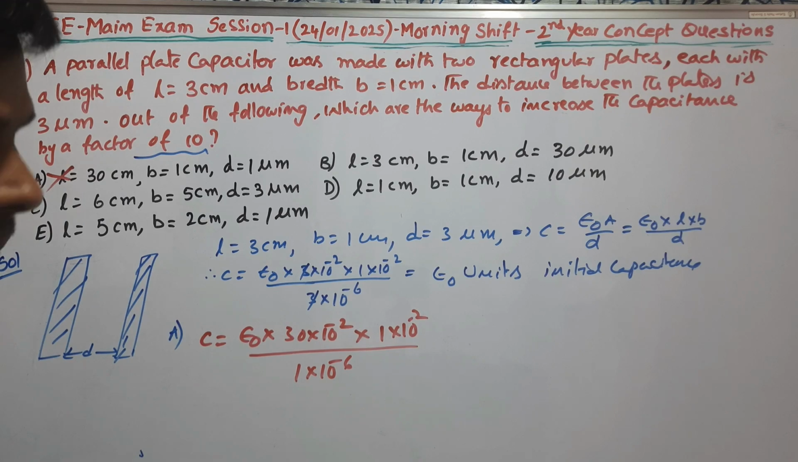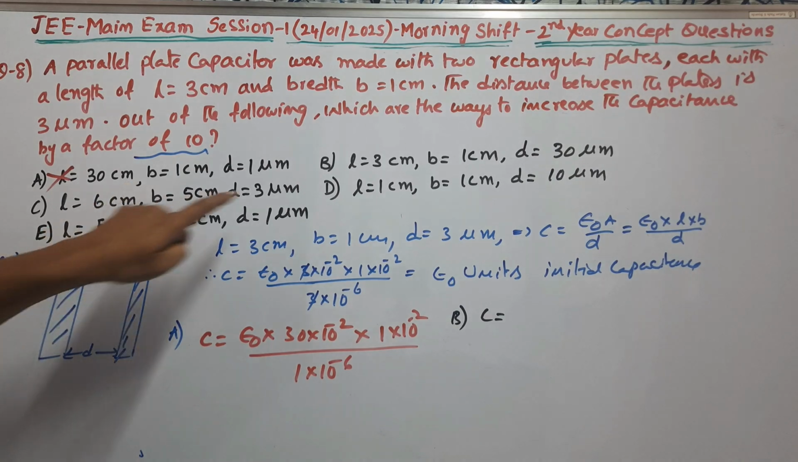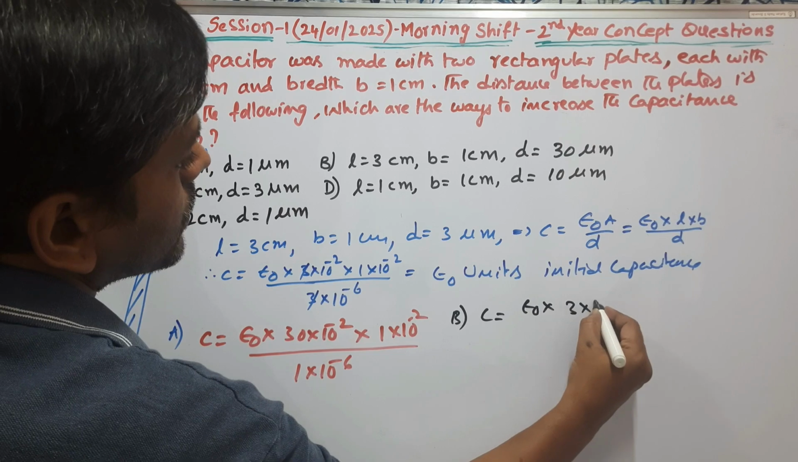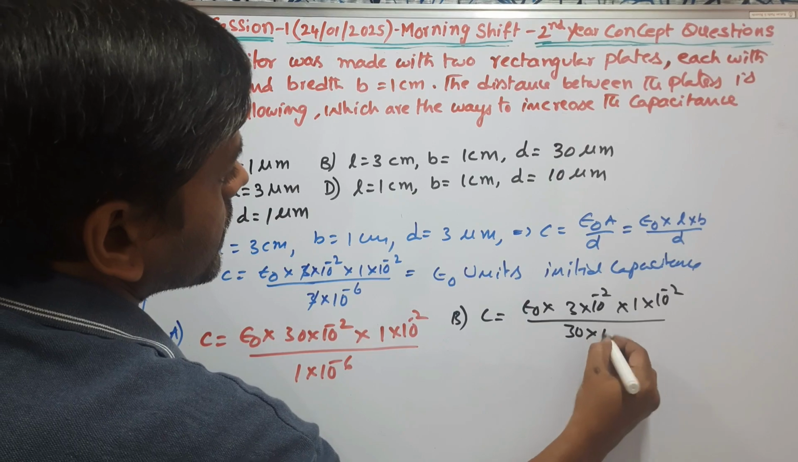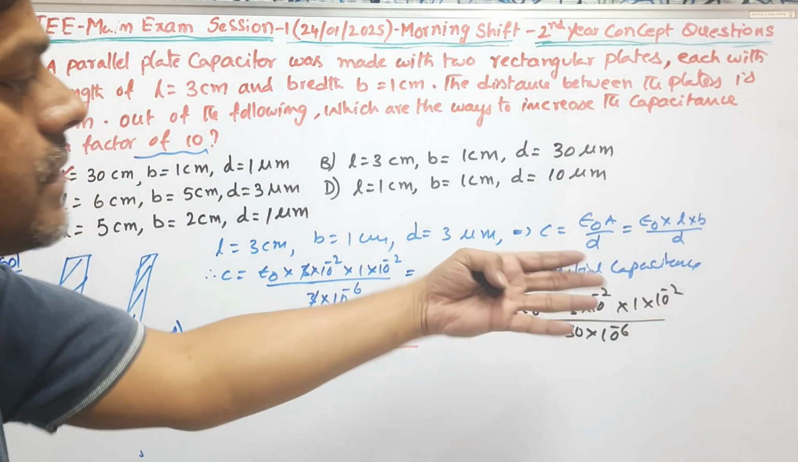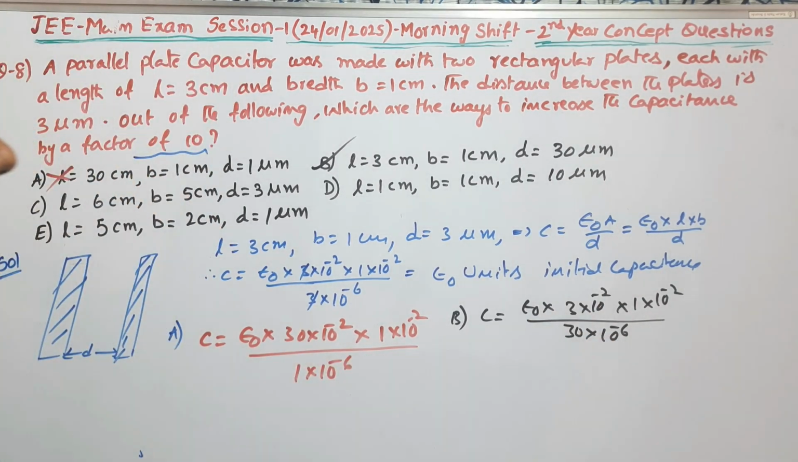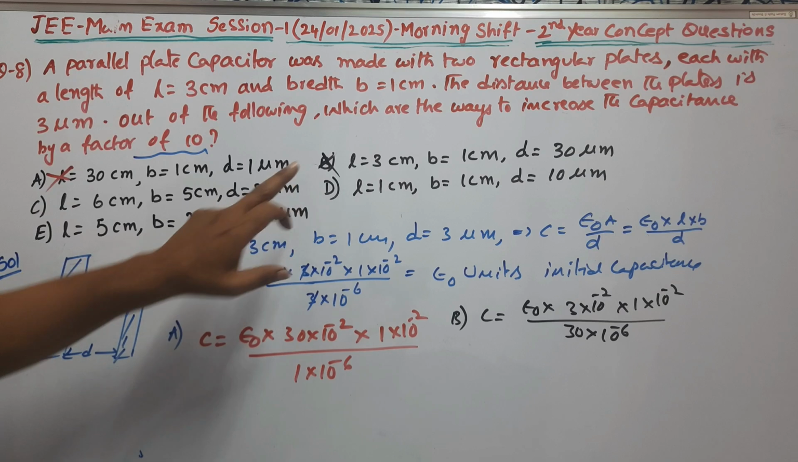Next, option B. By using option B, C is equal to epsilon naught A, length into breadth, that means 3 into 10 power minus 2 into 1 into 10 power minus 2 by D, 30 into 10 power minus 6. Yes, so 3 cancels, and you get a value of 10 times. That means option B is correct. Actually no, it is not correct here, because it is 30, so it is also not correct. By using B we can't raise it to 10 times the initial value.